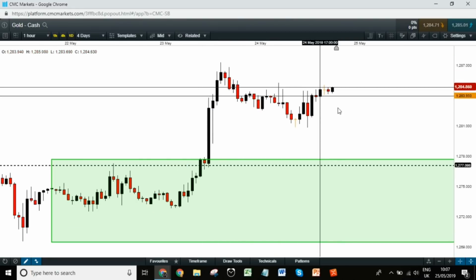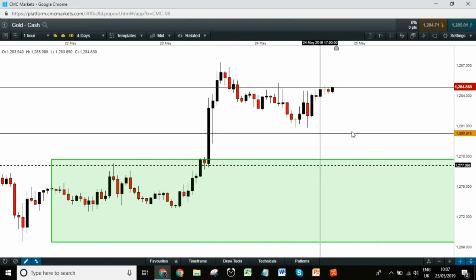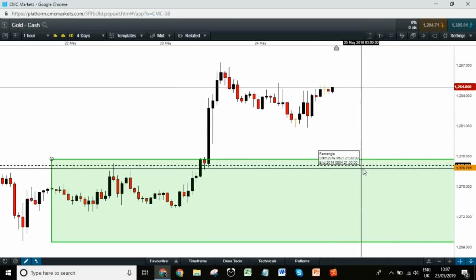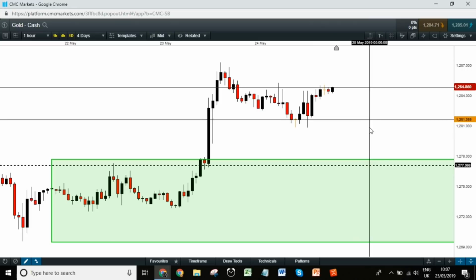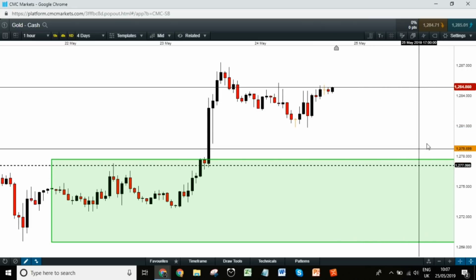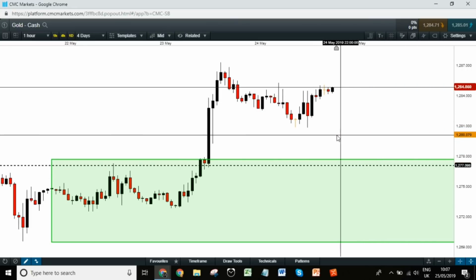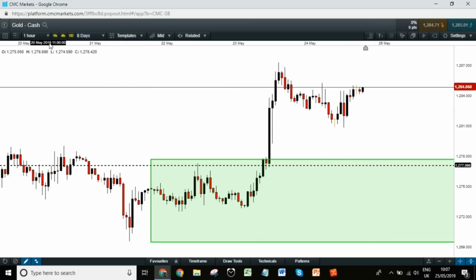Wait for the market to come back into it, and then look for an event 2. Once the market dips back into this area here, look for event 2 around here to get broken, and then the trigger event will be somewhere around here. Okay, this is just me adapting to the market situation.